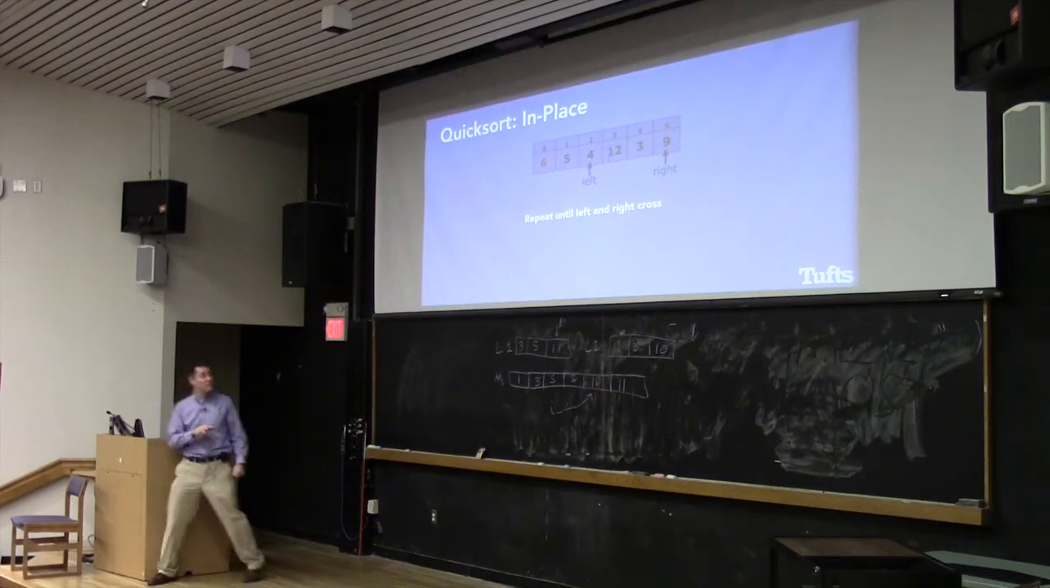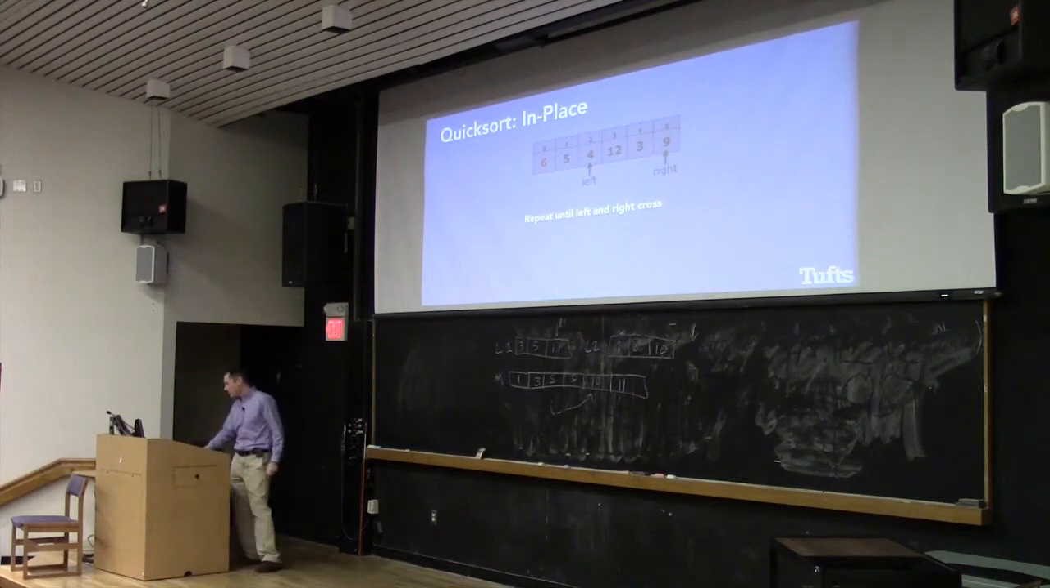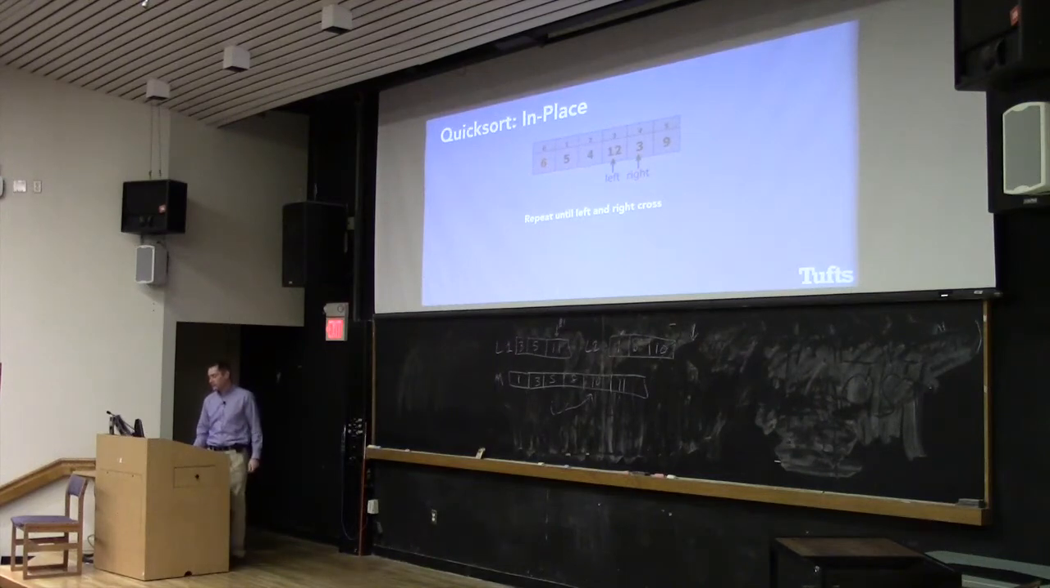Okay, so, oh, sorry, I did it wrong. Should 9 be to the left of 6? No. Then you move to 3. Should 3 be to the left of 6? Yes. Then you're going to move left. Should 4? No. Should 12 be to the right of 6? Yes. You're going to then swap those. We'll go through that here. Okay, that one's going to go there. That one's going to go there.